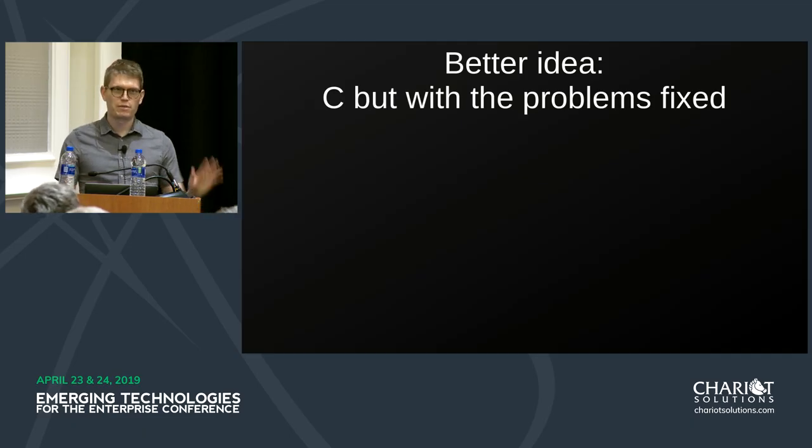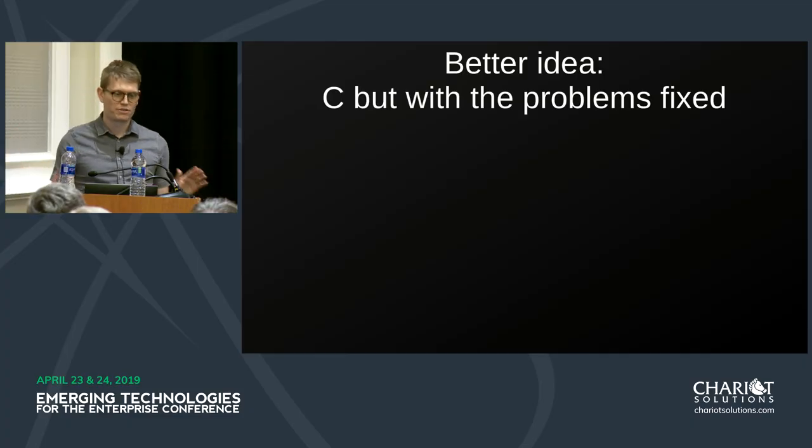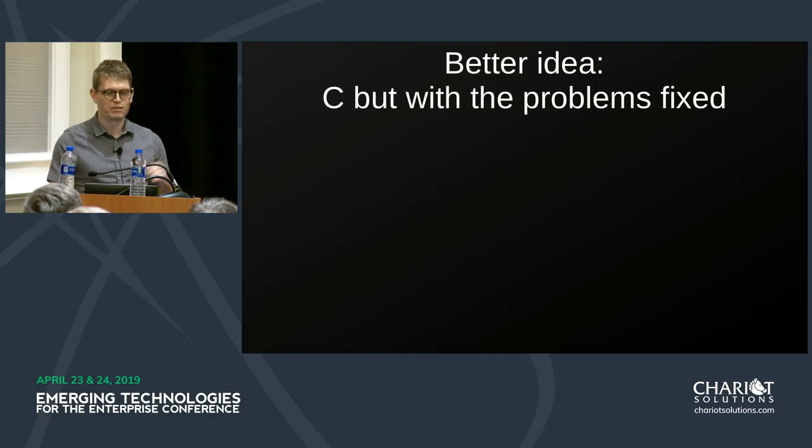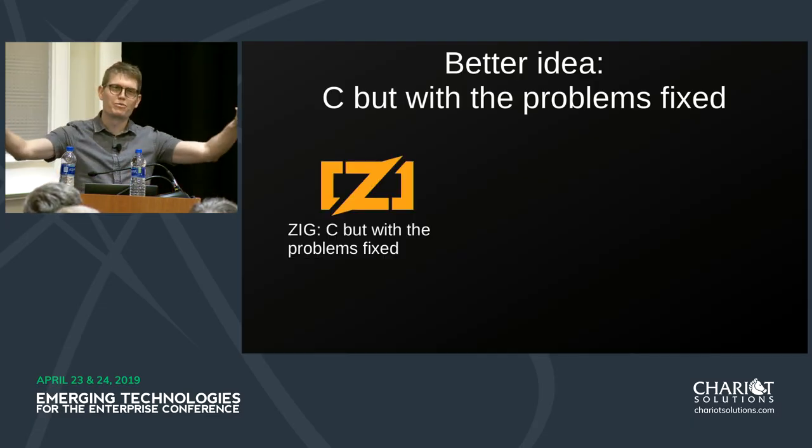Okay, well, I'm gonna make a new language then. We gotta have a new language. It's better. But let's not get out of control. Let's just try to fix the problems with C. Actually, that would be a pretty good slogan for Zig. Like, you know, C, but with the problems fixed.